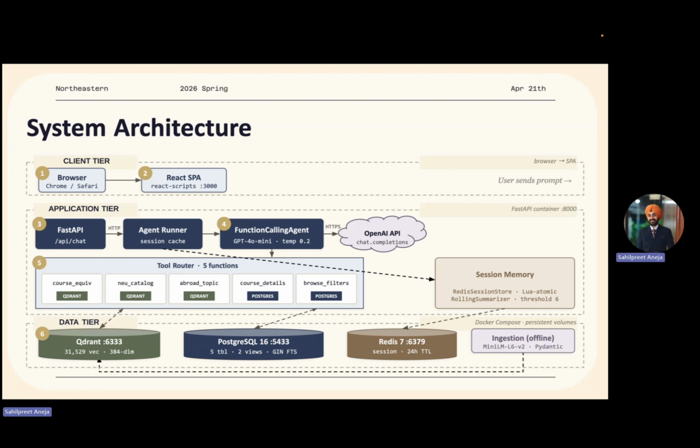And at the bottom, the data layer, all three data stores run in Docker containers. Qdrant holds about 31,000 course vectors, each one 384 dimensions. PostgreSQL holds the structured stuff, five tables and two views. Redis holds the session state. And on the far right, we have the ingestion pipeline, but that runs offline, not during a chat. So that's the whole system on one slide, three tiers, one agent, two data stores, and a cache.